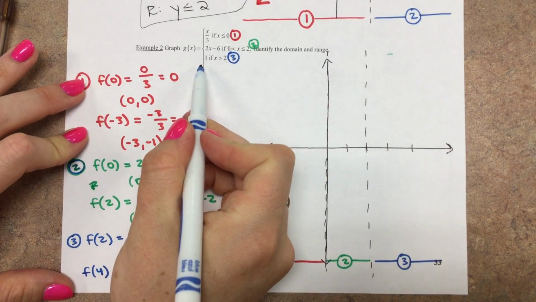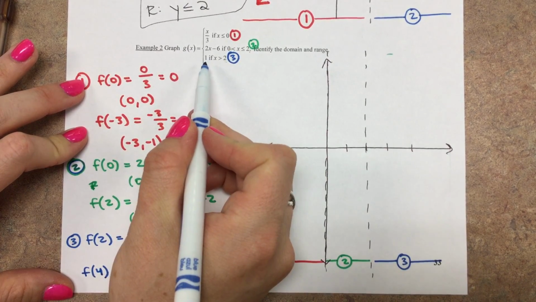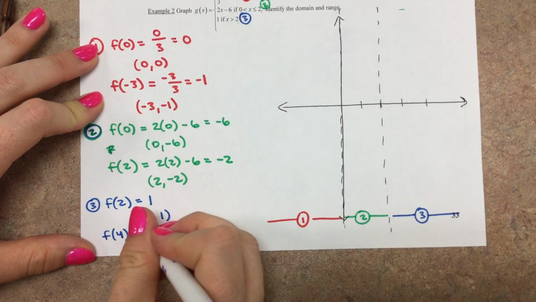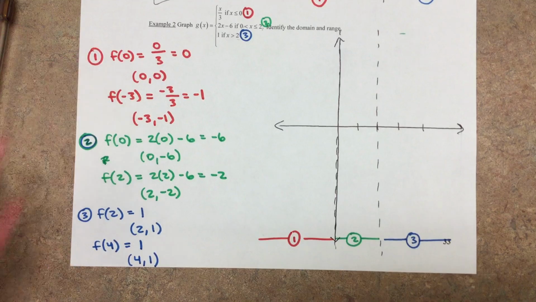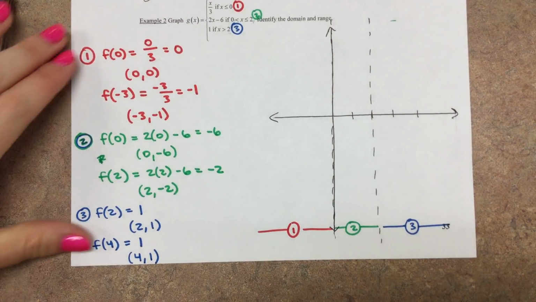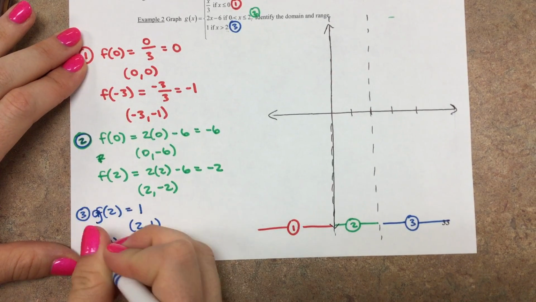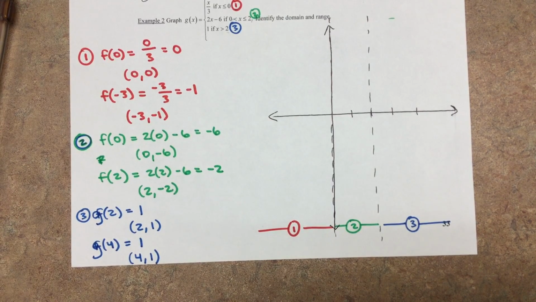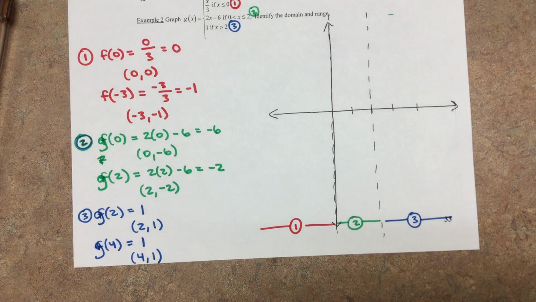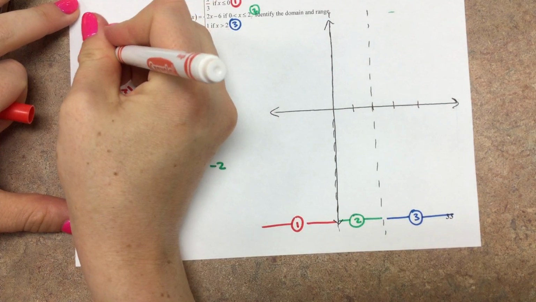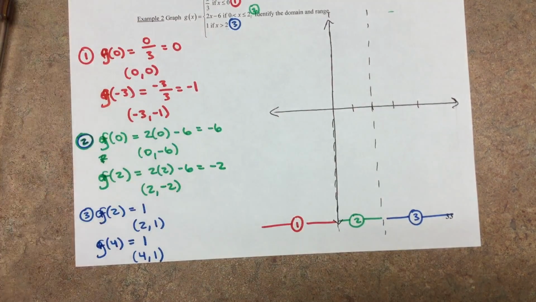And again, what this function tells me is the function value is equal to 1 no matter what I plug in. So this comes out as 1. So my next ordered pair is 4, 1. And I just noticed this says G, not F, so I apologize. These should all be G's, just to match the same letter that I used in the original problem. So G, there we go.